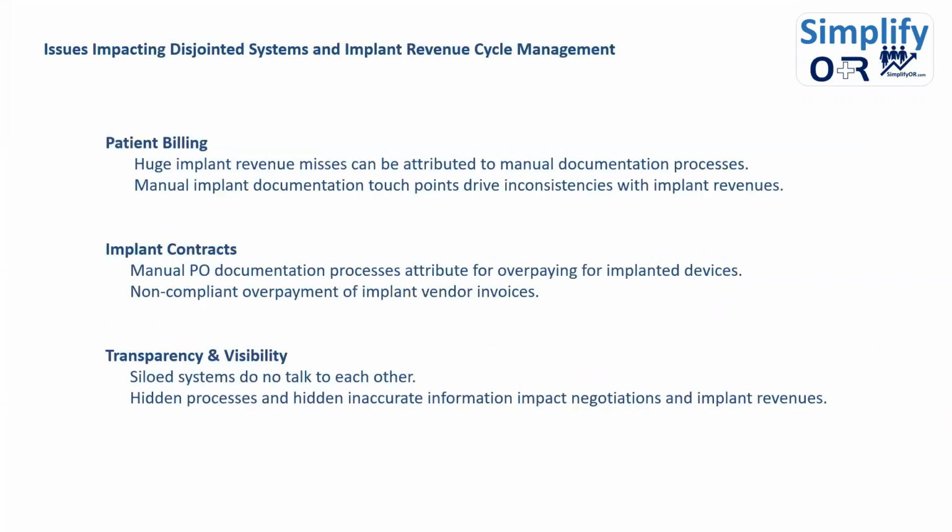Issues impacted by disjointed systems in implant revenue cycle management: huge revenue misses can be attributed to manual documentation processes. Implant contracts and manual PO creation contribute to overpaying for implanted devices. Non-compliant overpayment of implant vendor invoices leads to negative PPV, and nobody wants that. In today's environment, we're all looking for transparency and accuracy in our clinical and supply chain documentation.